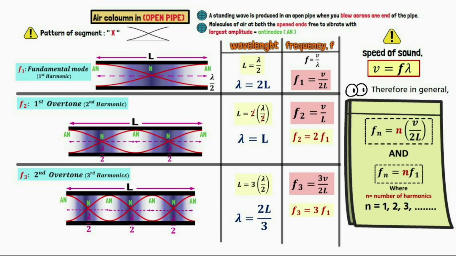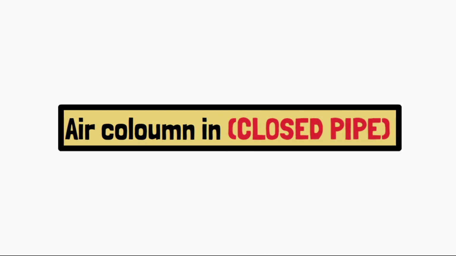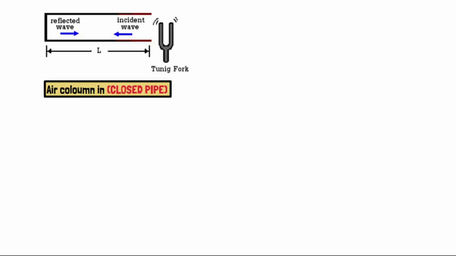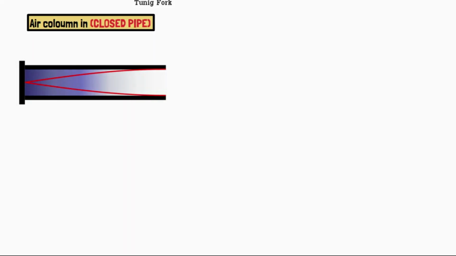Boleh? Okay, good. Sekarang kita proceed kepada part yang terakhir iaitu air column in closed pipe. So closed pipe ni dia special sikit. So kita akan tengok. So let's say here we have the tuning fork and the tuning fork produces a vibration of air molecules. So what happens? It will produce the incident wave and also the reflected wave as shown in the figure. Okay? So this is the pattern of the standing wave produced in a closed pipe for fundamental mode ataupun first harmonic.